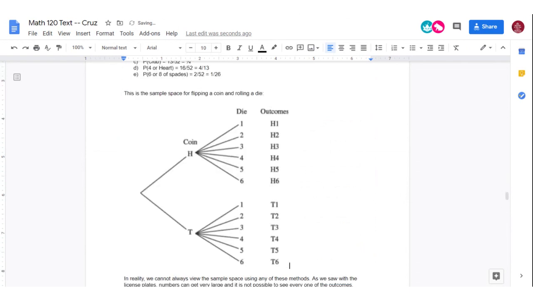All right, so this is a sample space for flipping a coin. So you're going to do two things. You've got a coin in your hand and you've got one single die, 1 through 6. You're going to flip the coin and you'll get either a head or a tail. And if you get a head, then you can roll any one of these 6 numbers, and this would be the outcome.